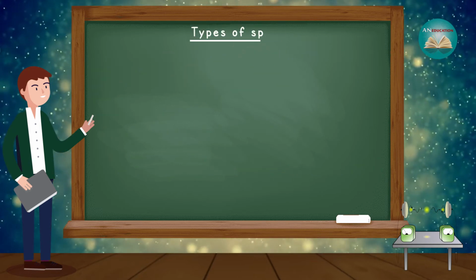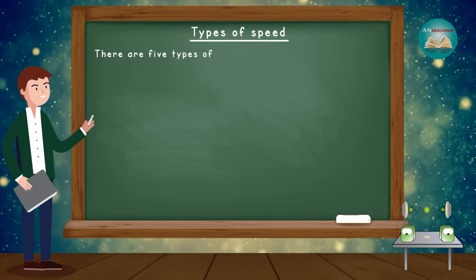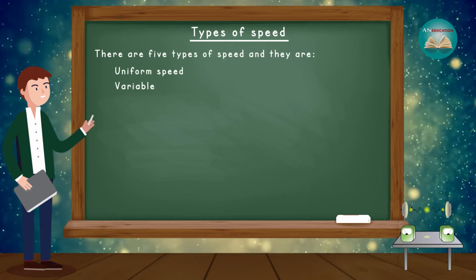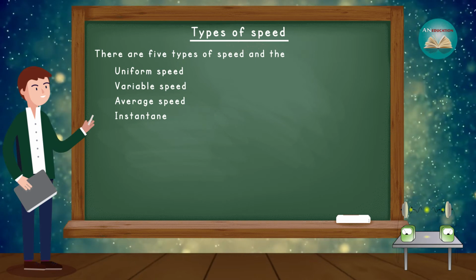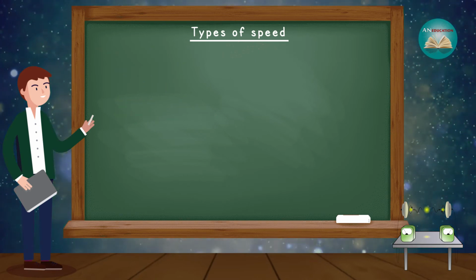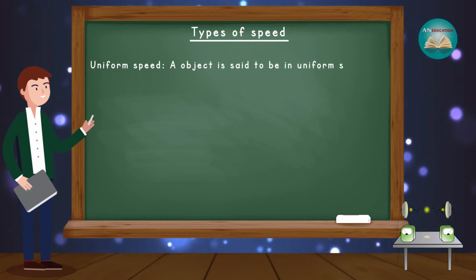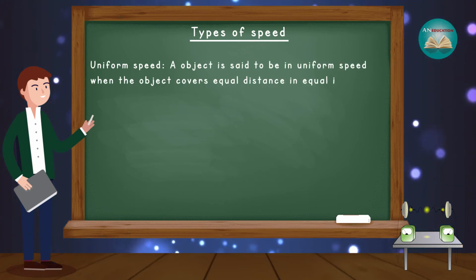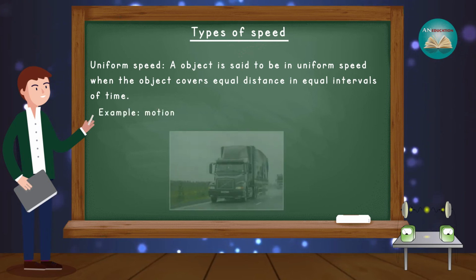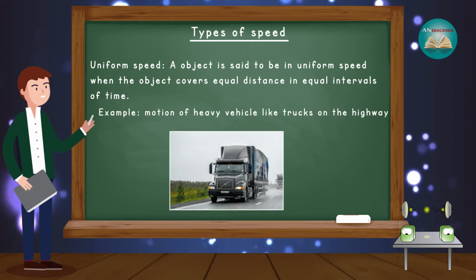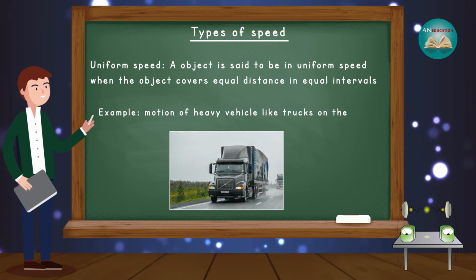After that, let's discuss types of speed. There are 4 types of speed, and they are uniform speed, variable speed, average speed and instantaneous speed. Let's discuss them one by one. Uniform speed. An object is said to be in uniform speed when the object covers equal distance in equal intervals of time. Example: motion of heavy vehicles like trucks on the highway.